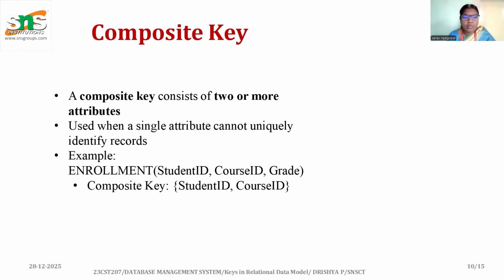Composite key. The composite key consists of two or more attributes. It is used when a single attribute cannot uniquely identify the records. Example: enrollment is a relation consisting of student ID, course ID, and grade. More than one key together is called a composite key. In the enrollment relation, student ID comes from the student relation and course ID comes from the course relation.